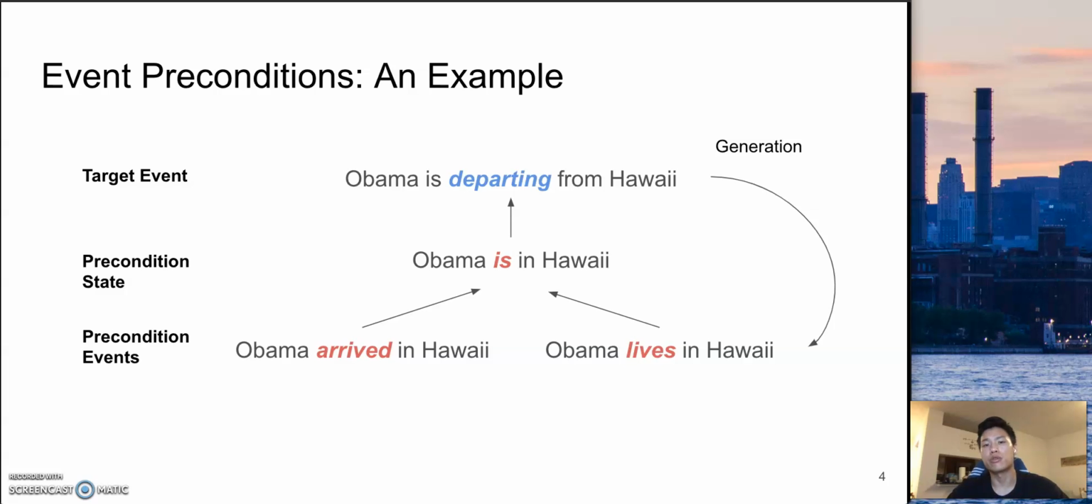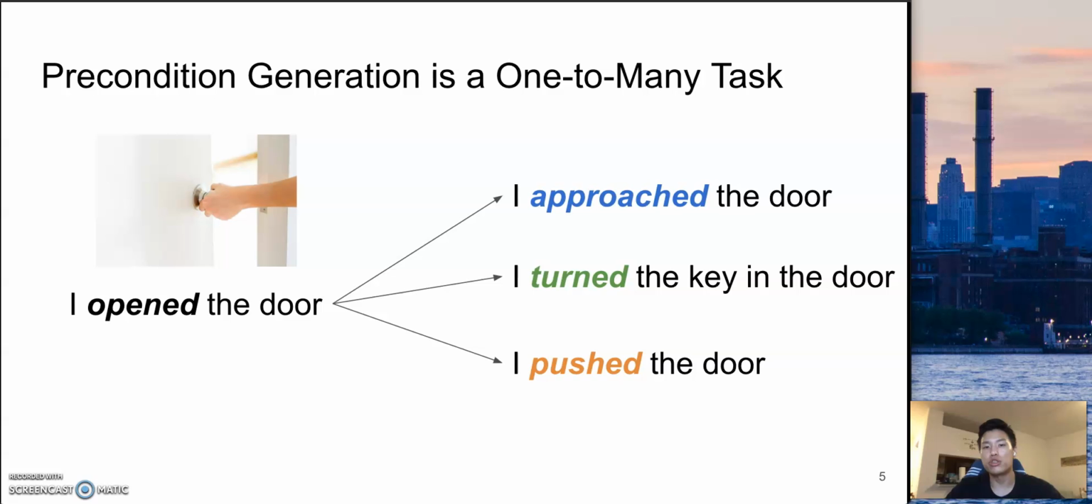And here's our task. Given a target event, can we generate multiple diverse precondition events? The precondition generation task can be formulated as a one-to-many task naturally, as you can see in this example. The precondition of I open the door could be I approach the door, I turn the key in the door, or I push the door.